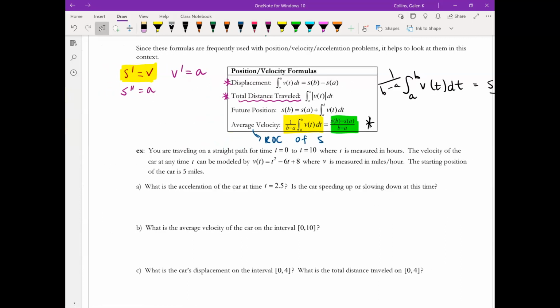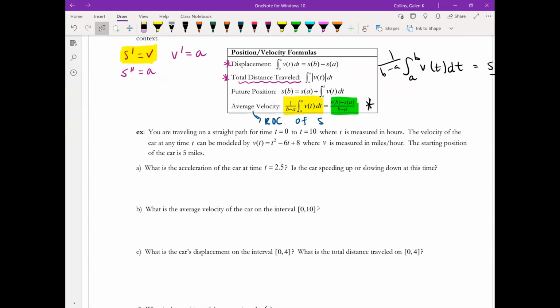Even though we could do this one without a calculator, I want us to practice using the calculator for this. You are traveling on a straight path from time t equals 0 to t equals 10, where t is measured in hours. The velocity of the car at any time t can be modeled by v of t equals t squared minus 6t plus 8, where v is measured in miles per hour, and the starting position of the car is 5 miles. Since our starting position is the position at t equals 0, I'm just going to write s of 0 equals 5.